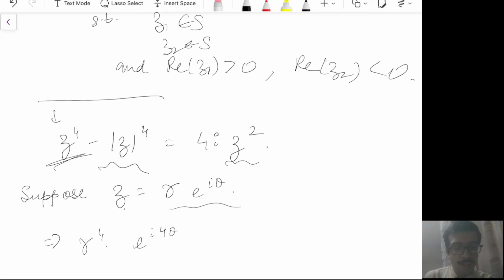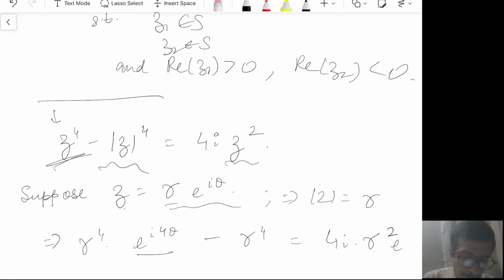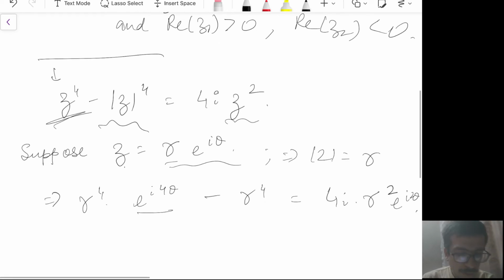Because if I just take the powers of z, it's z to the power 4. And now mod z is going to be r. So mod z to the power 4 is going to be r to the power 4. And this equals 4 iota times z square. So z square is also now equal to r square e to the power iota 2 theta. Okay. So far so good.